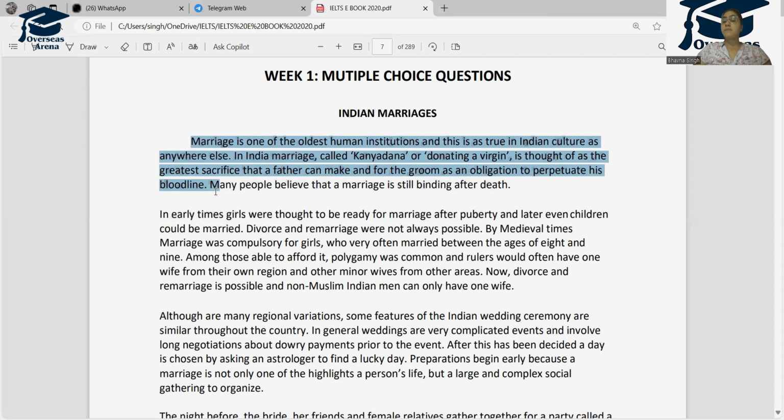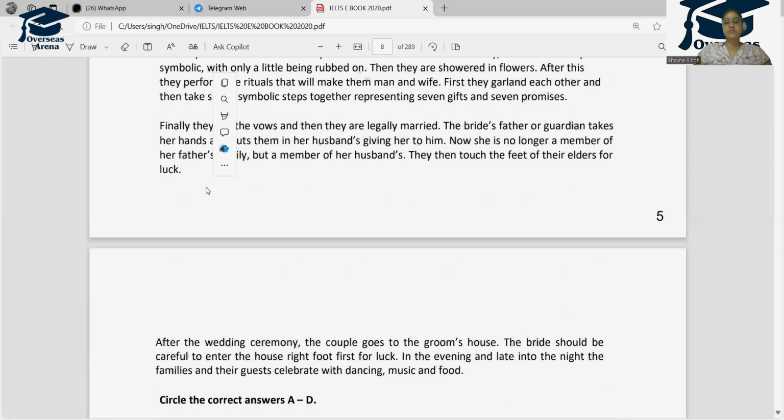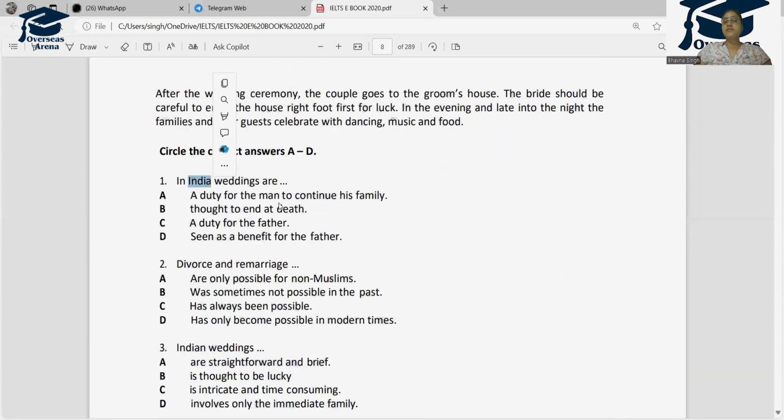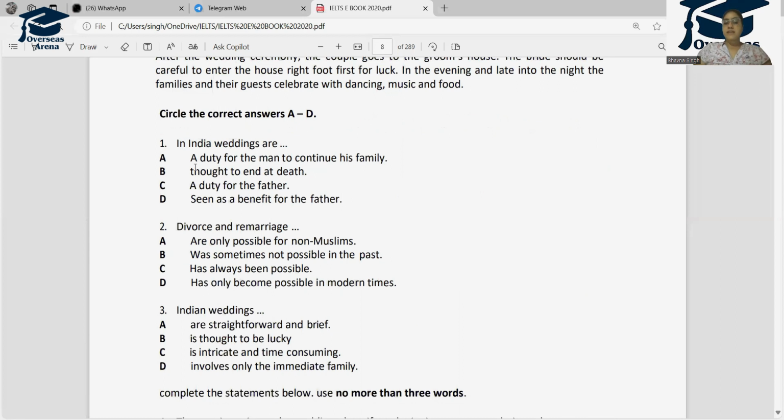As you can see, they are saying it is a tradition, a sacrifice that a father makes for the husband as an obligation, meaning a duty to continue his bloodline, meaning family. So this is the purpose of marriage. Now let's look at the options. According to it, which option fits well? Is it A, B, C, or D?